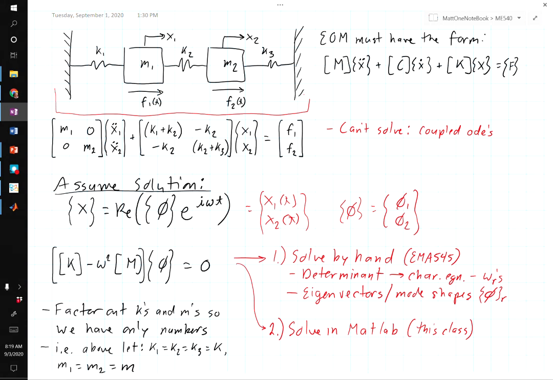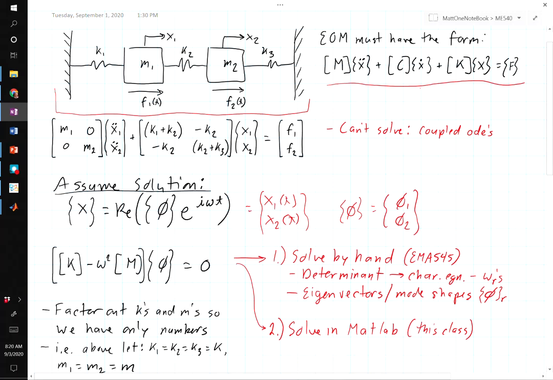I'm assuming that in your previous vibration class you learned how to use Newton's laws or the Lagrange equations or something to find the equation of motion. And hopefully you also learned that the equation of motion always has this form, where we have mass, damping, and stiffness matrices multiplied by the acceleration, velocity, and displacement, respectively.